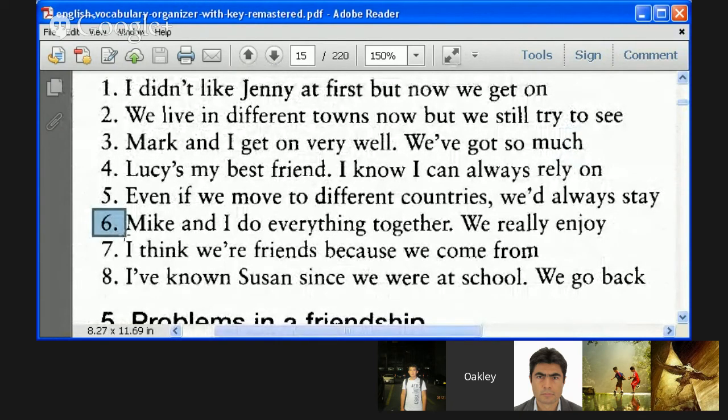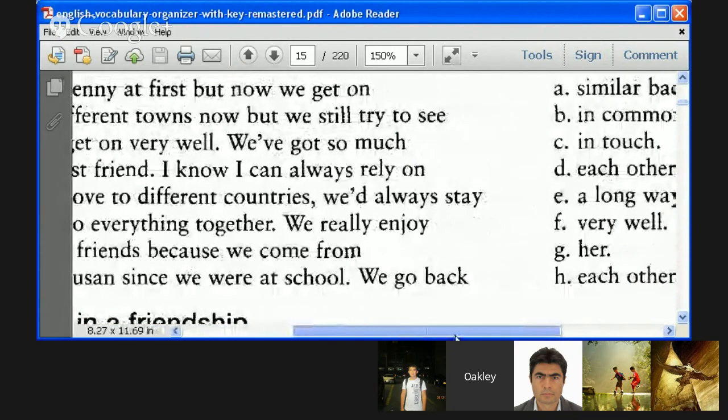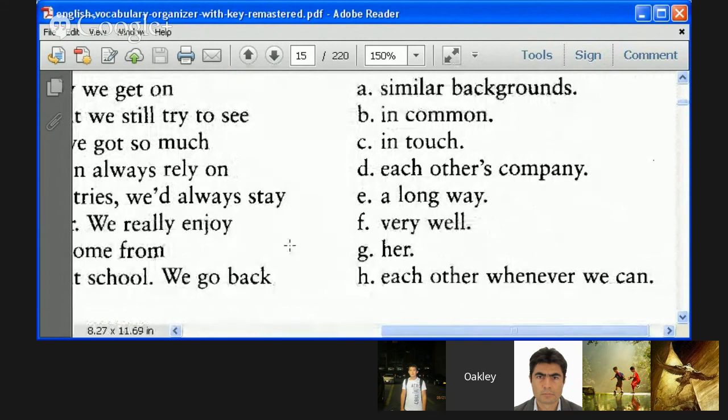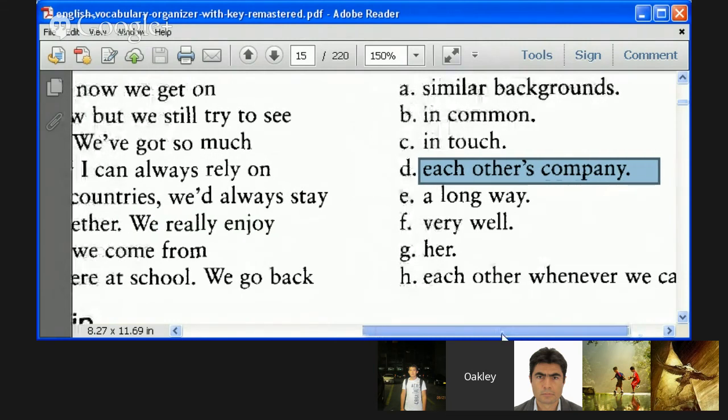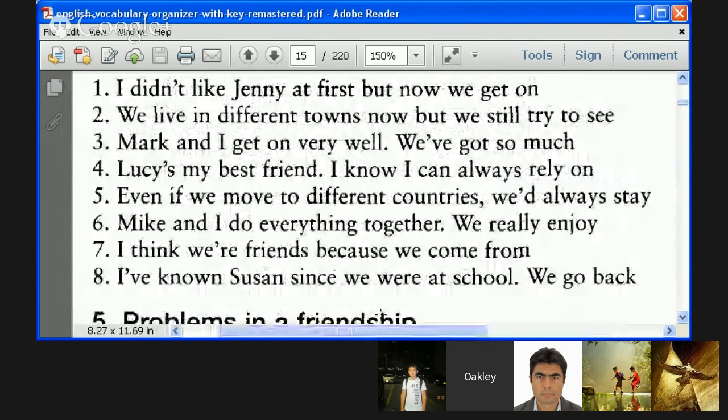Great. Abimelech, number 6. "Mike and I do everything together. We really enjoy each other's company." Perfect. Yes. It's a way of expressing that you like spending time with that person. Mutually, or I can use it one way. I don't mind that Grandpa Edwards comes to the house every day. I enjoy his company. So it doesn't have to be each other. We can use this expression just to talk about liking to hang out with somebody.